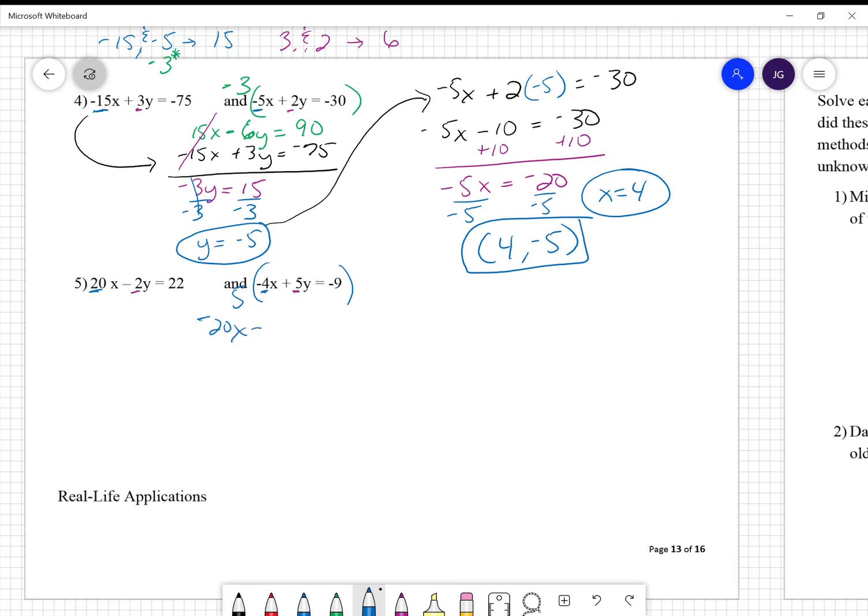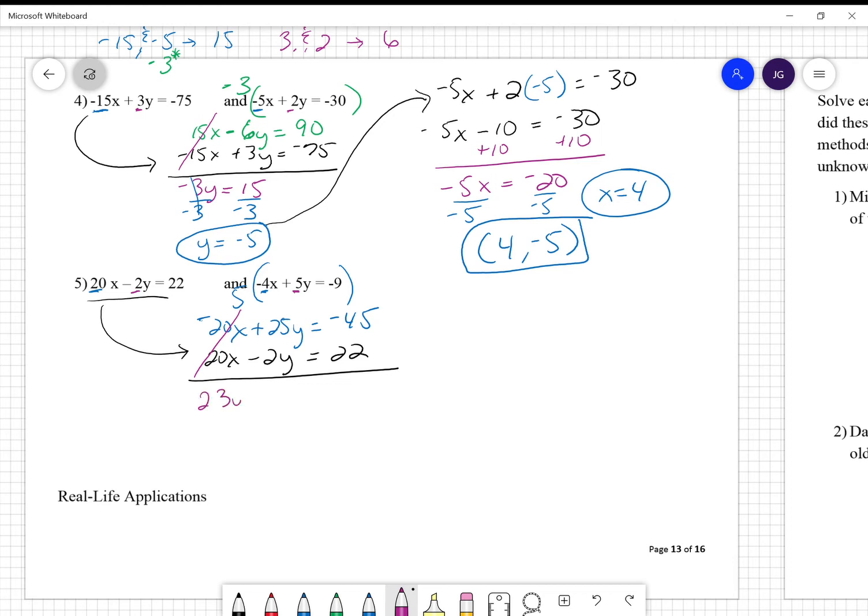Negative 20x plus 25y equals negative 45. Copying down the first equation to line up just helps it easier to combine. The x's cancel. I get 23y equals negative 23. Y equals negative 1.